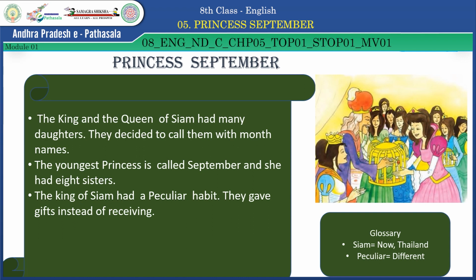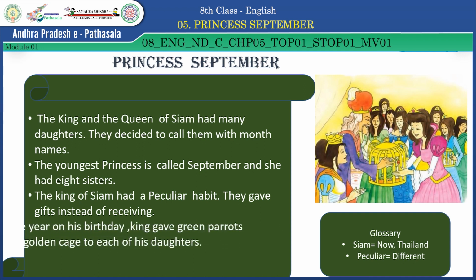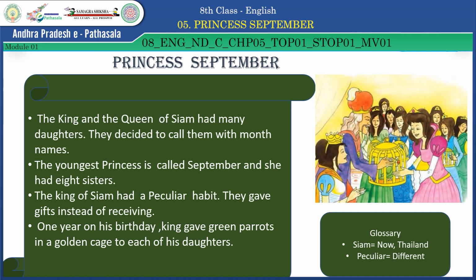Children, generally, kings receive the gifts, no? But here, the king of Siam had a peculiar habit. Peculiar means different. They gave gifts instead of receiving. One year, on his birthday, the king gave green parrots in a golden case to each of his daughters. Let us see what happened then.